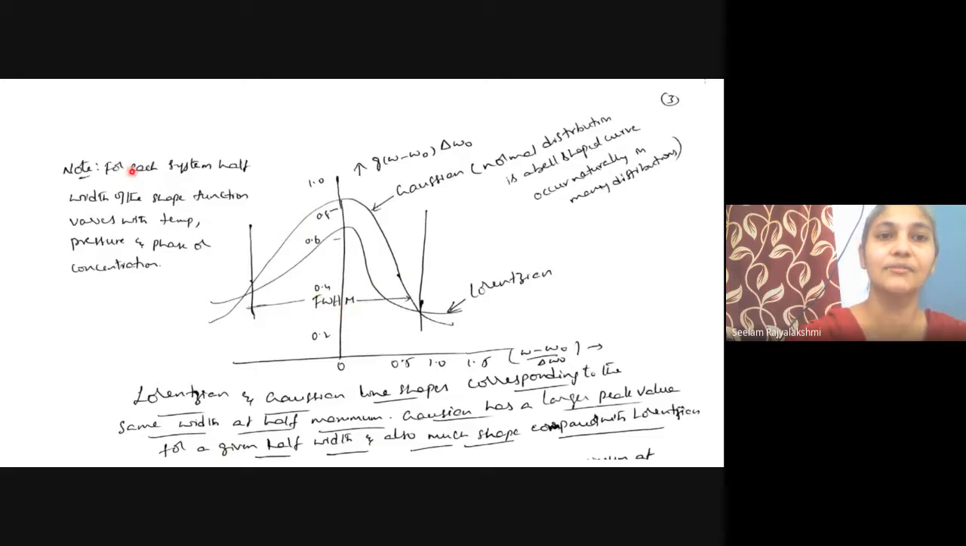For each system, the half width of the shape function varies with temperature, pressure, and phase or concentration. So whenever there is any change in temperature, pressure, phase or concentration, this full width at half maximum can be changed or shifted.